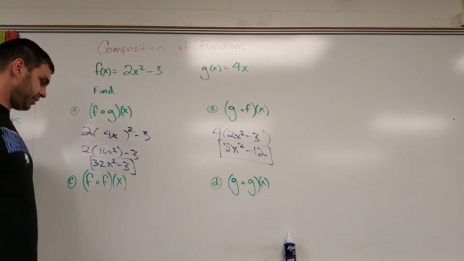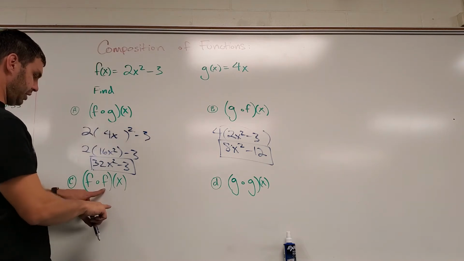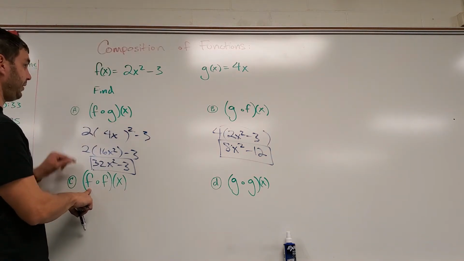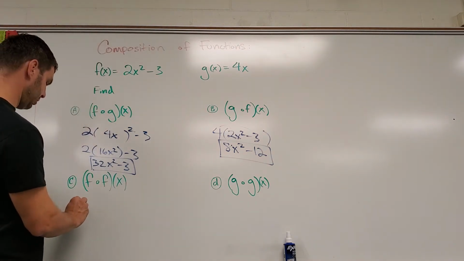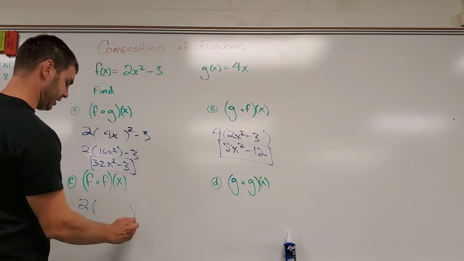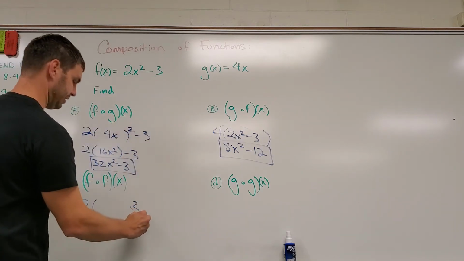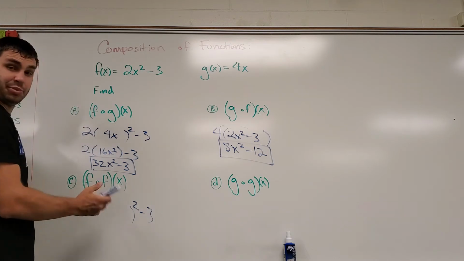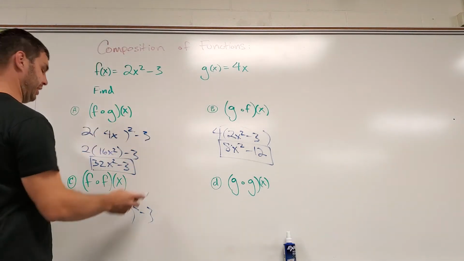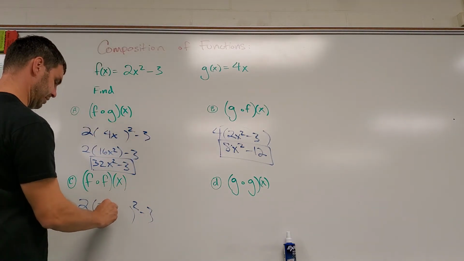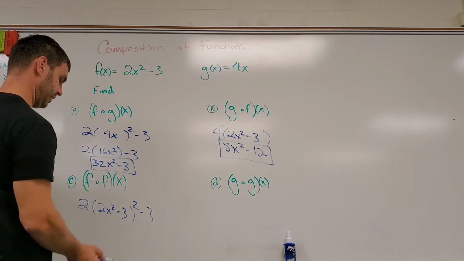Down here, f of f of x. I want to start with my f of x, which is 2, again leaving a space where x is, squared minus 3. And in that space, I'm going to put f again, 2x squared minus 3. All of it in there, 2x squared minus 3.